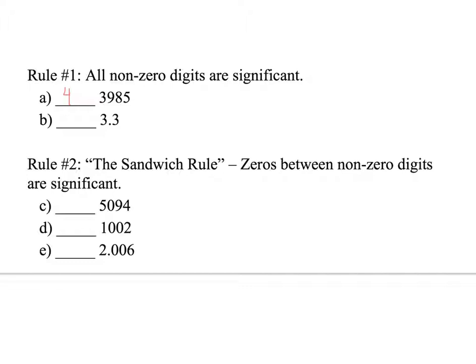And the next value has 2. The next rule, the sandwich rule, says that you don't need to worry about zeros that are sandwiched between non-zero digits. Those zeros will always be significant. So all we have to do is count the number of digits in the measurement provided. So each of these measurements has 4 significant digits. The number of zeros is not important, only the placement of the zeros between 2 non-zero digits.